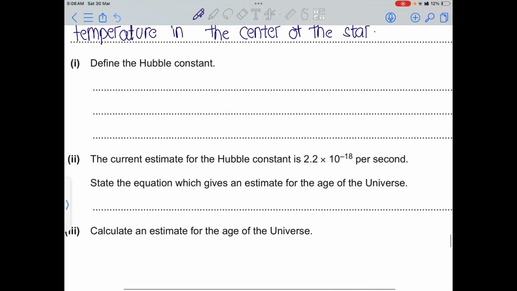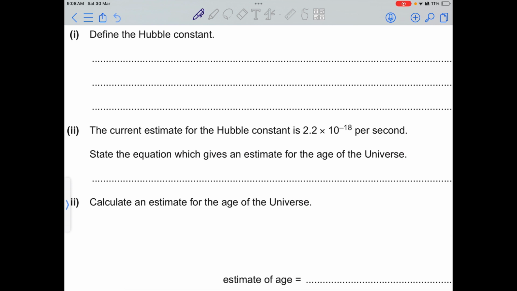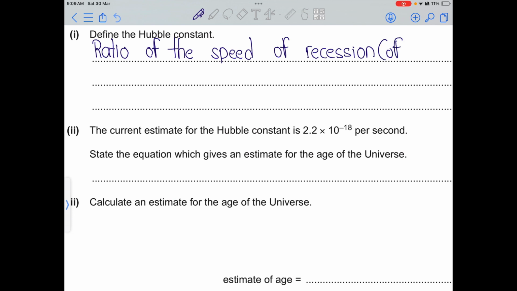Then the next question says define Hubble's constant. Hubble's constant is basically a ratio of the speed of recession of an object to its distance from the observer, since we have not mentioned anything specifically about Earth.